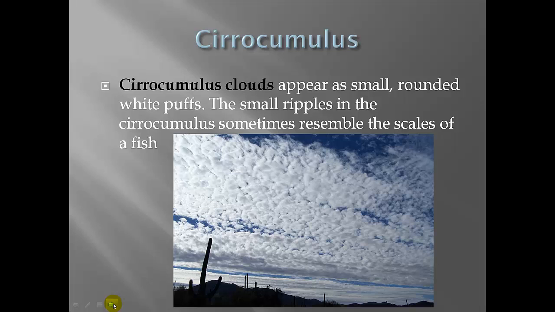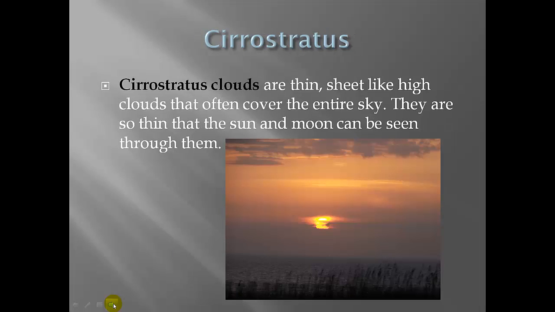Cirrocumulus, small rounded white puffs, and sometimes you'll get these referred to as a mackerel sky because they look like the scales of fish. This picture was actually taken in Tucson, Arizona. Cirrostratus, and again, thin, high-level clouds, and the sun or the moon can be seen through them. This picture was actually taken in Florida, in the Panhandle of Florida.